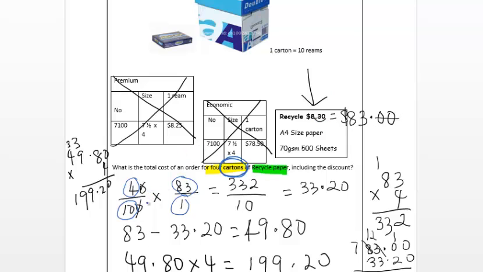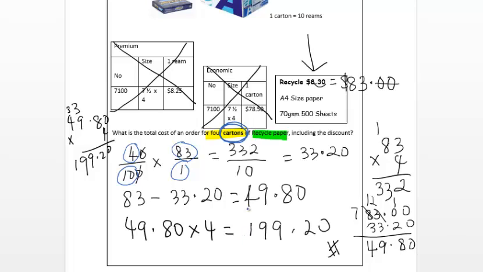Then after which you will need to find the discounted price. So 40 over 100 times 83 over 1. This will give me 332 over 10. Now this one you have to be careful because this is 10. If it's 10, we need to jump one step to the left. So it becomes $33.20. And next step, we will need to minus 83 minus $33.20. This will give me $49.80. This is the cost of one carton. Next step, I will need to multiply by 4. And the answer is $199.20. Okay, thank you.